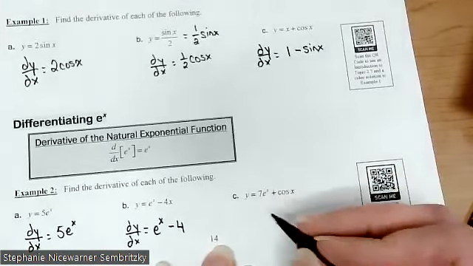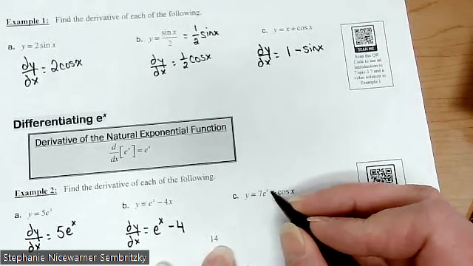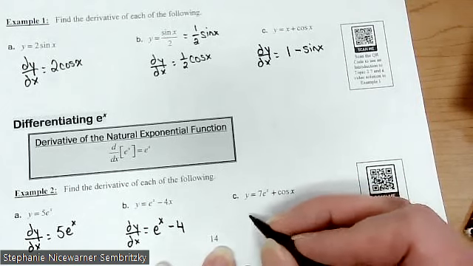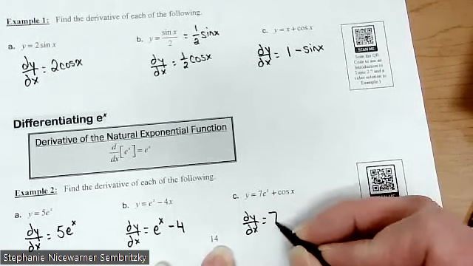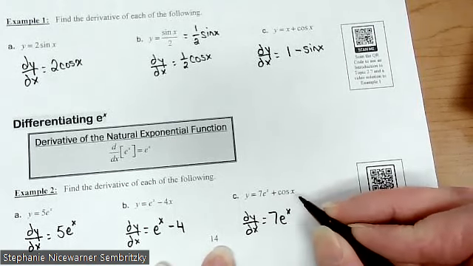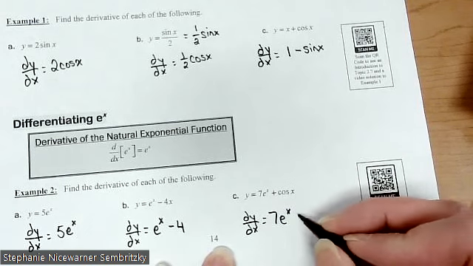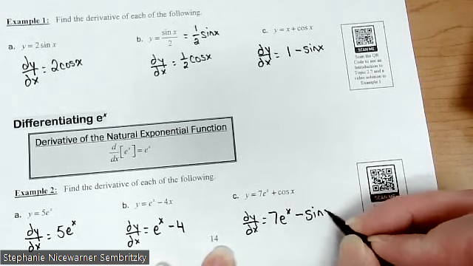Now let's put them all together. So we've got 7 e to the x plus cosine x. So that's going to be 7 e to the x. And then the derivative of cosine is negative sine x.